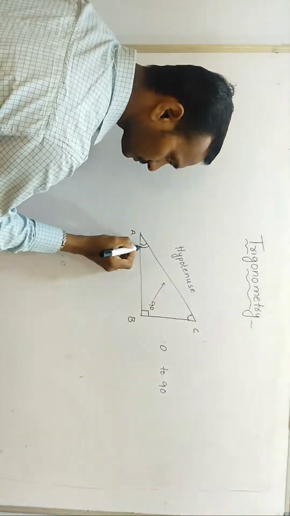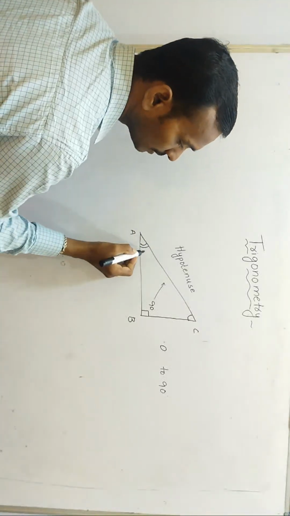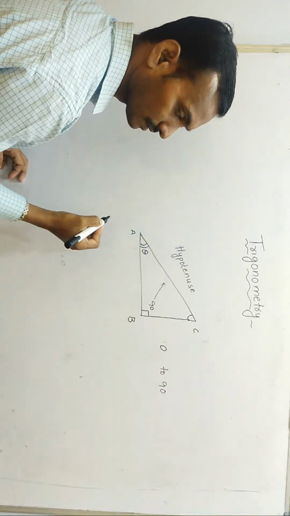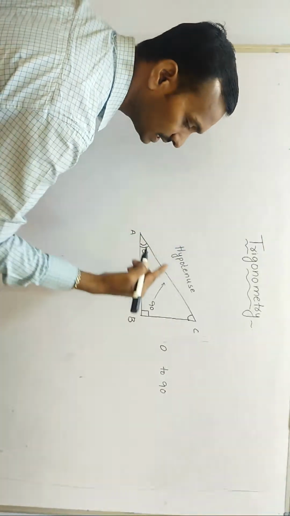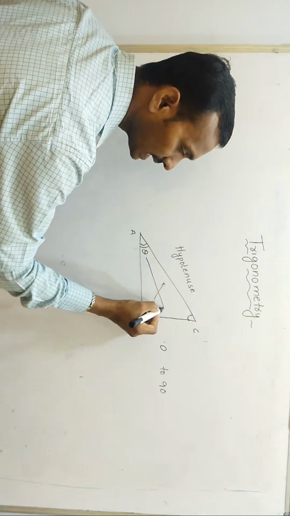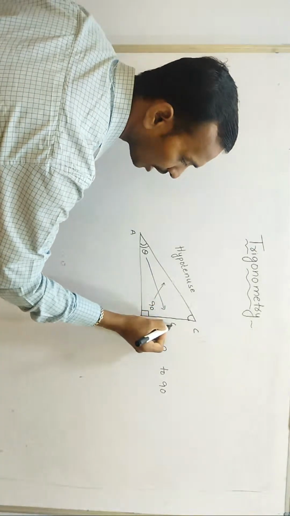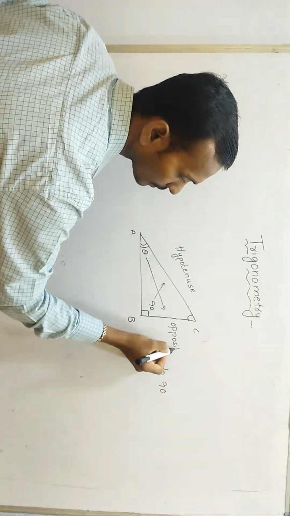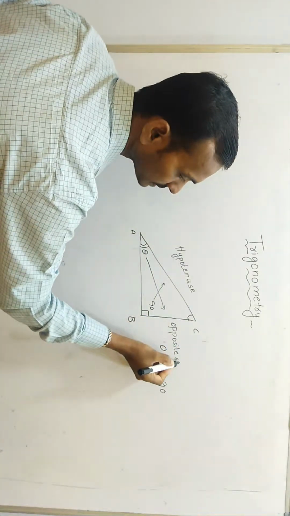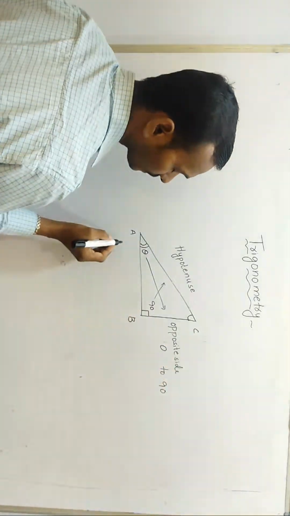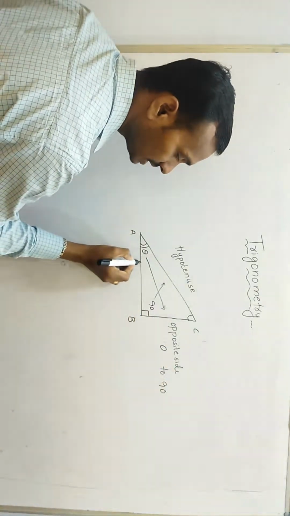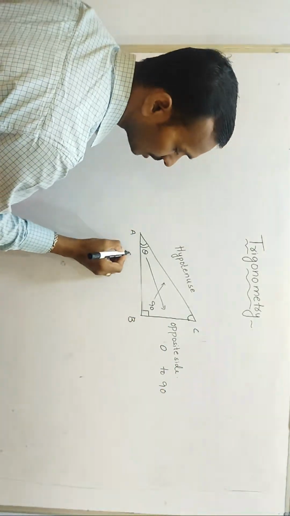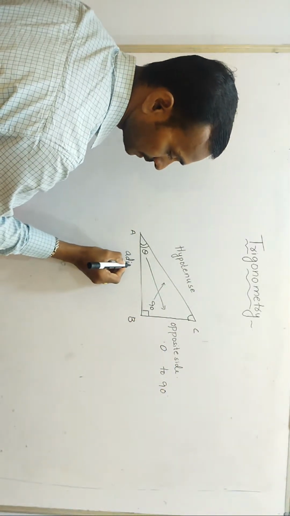For example, if the angle theta is here, the side which is opposite to angle theta is called the opposite side. The side which is adjacent to angle theta is called the adjacent side.